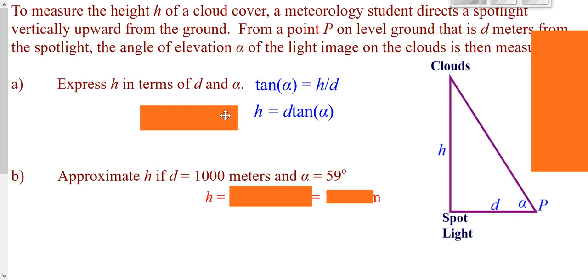Now in the second part, they're telling you what d is. They're telling you what your alpha is. So you could take 1000, put it in for d, alpha, plug it in 59. That's our calculator ready form, and we type it in.